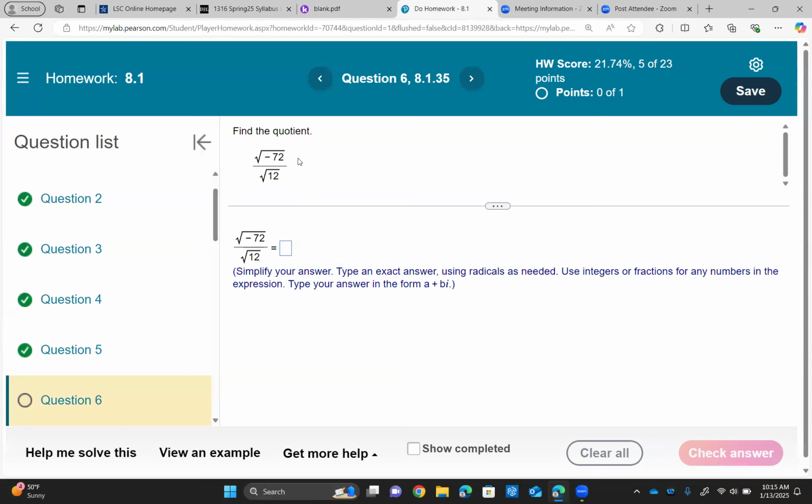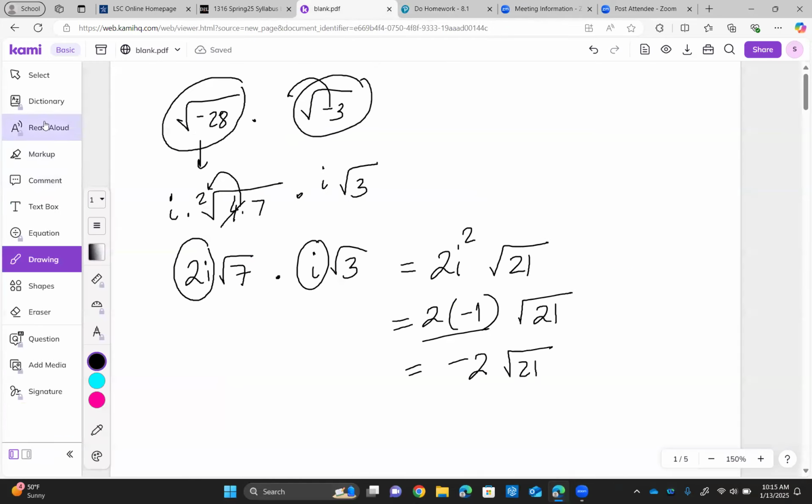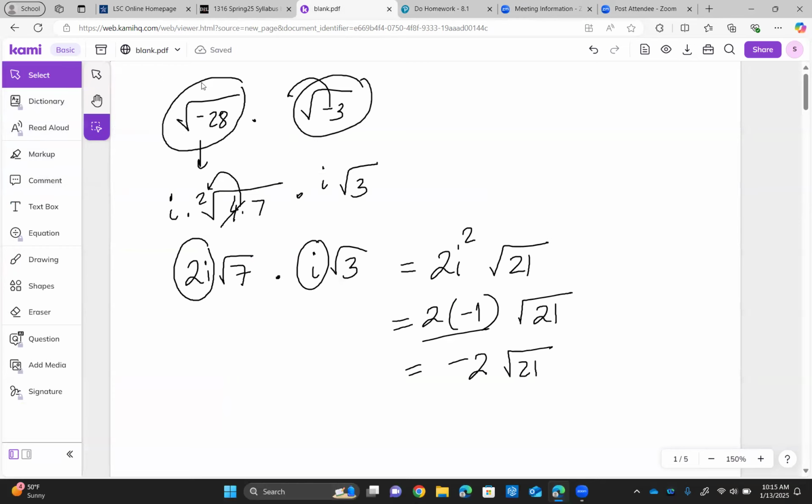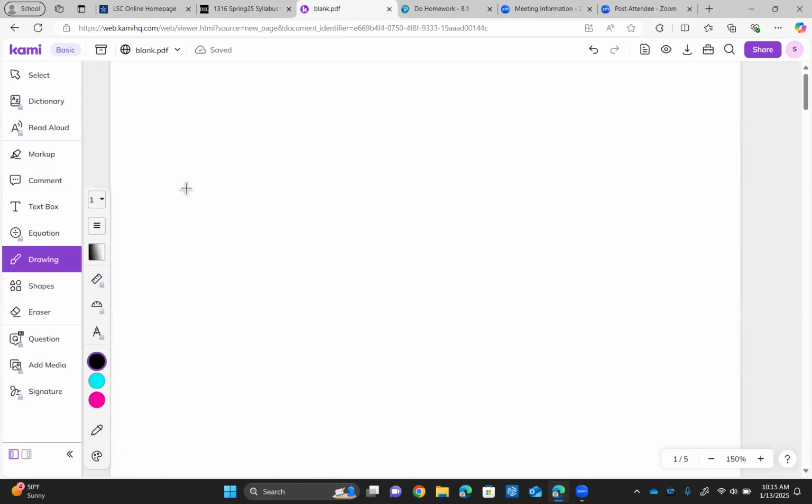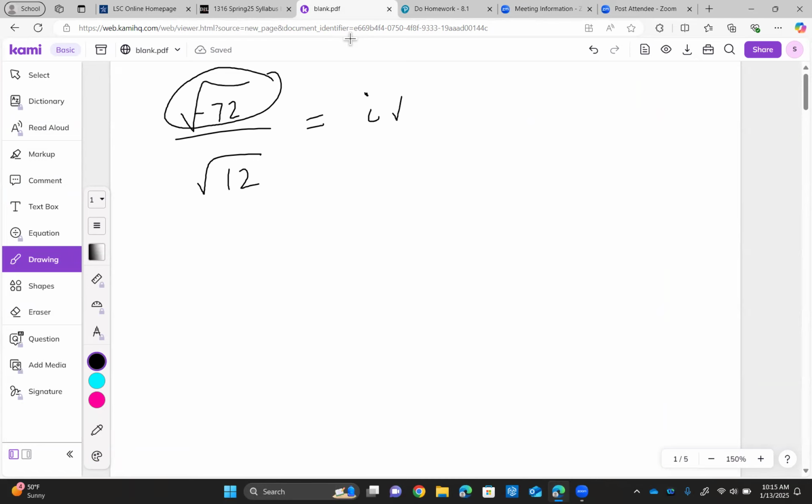For number 6, again, we will simplify each one, and then we will perform the division. So I want to divide square root of -72. Again, I want to open space here. So the question is, at the top, I have square root of -72. And at the bottom, they gave me square root of 12. So we simplify each one individually. A negative sign in a radical means an i, and then 72 stays here. But 72 is 36 times 2.